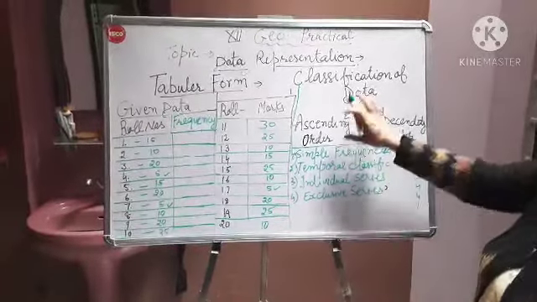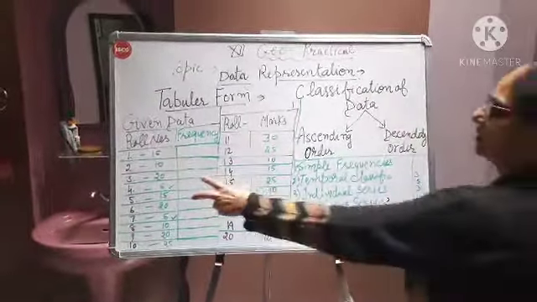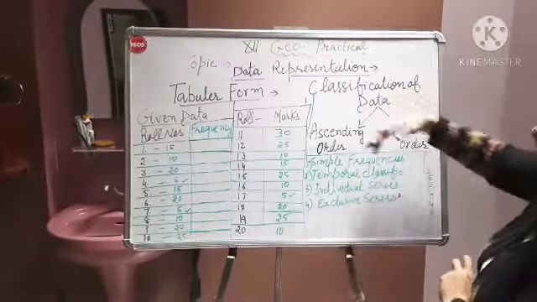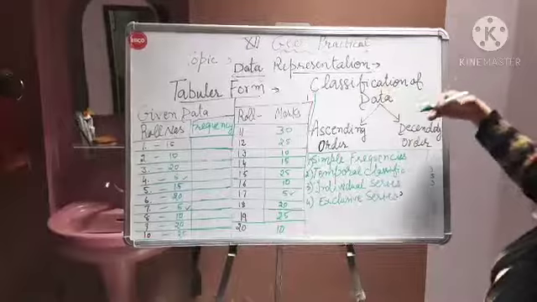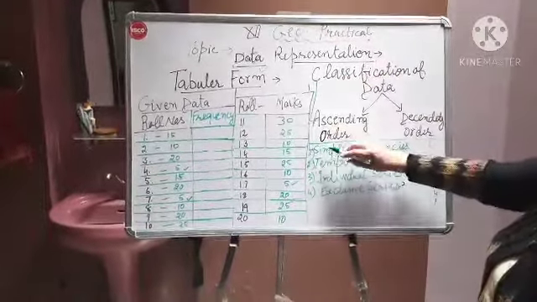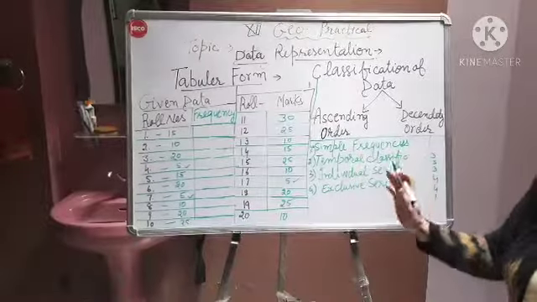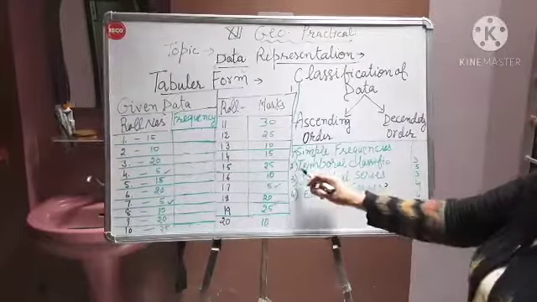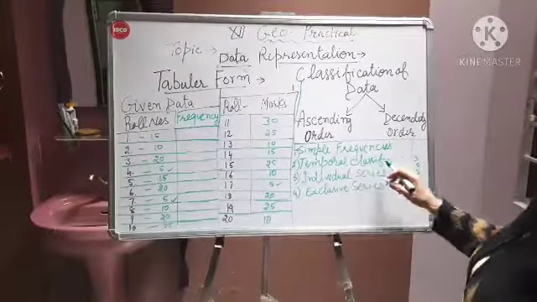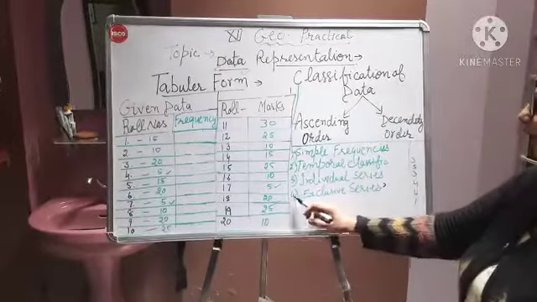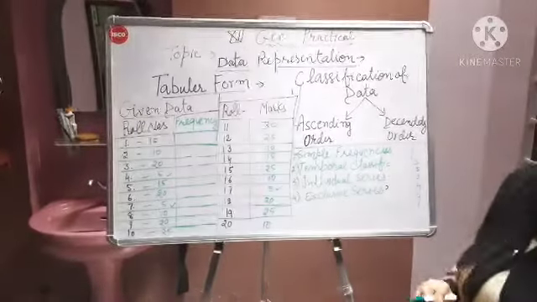You have to do classification of data. This is the data, roll number wise and marks, and this is the classification according to ascending and descending, right? Then the methods of classification of data, that is a different aspect. We have simple frequencies. Second method is temporal classification. Third method is individual series. And fourth one is exclusive series.